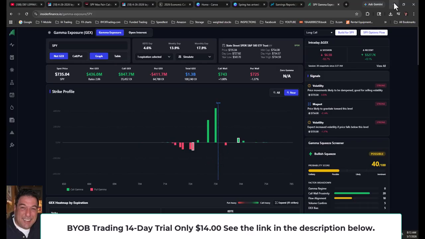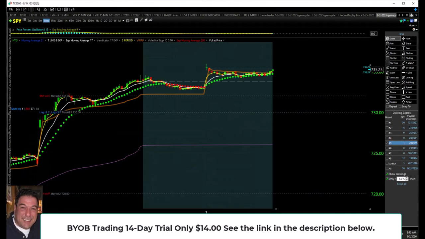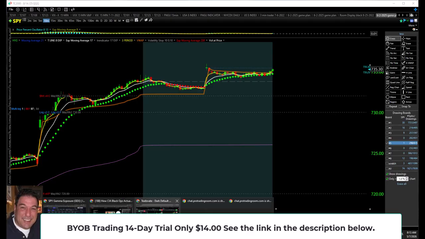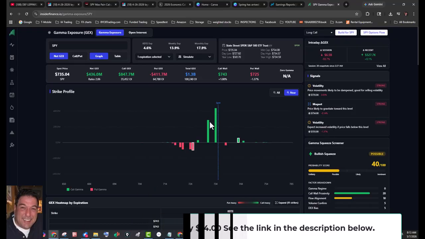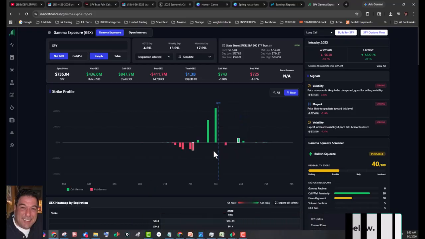Let's move this out of the way. Price will typically be attracted to the biggest strike, whatever that is. So this is the biggest strike right here. You can see it's currently at 734. The next biggest strike is 731. Again, that will all change, so we'll see what happens. 731 is the next biggest strike. You can see over here, magnet 734, and that's because this is the biggest strike right there.